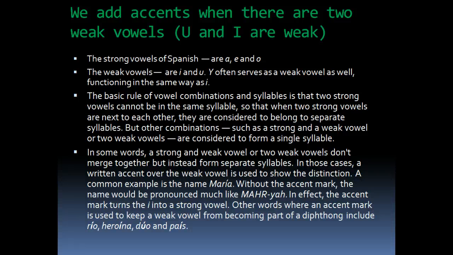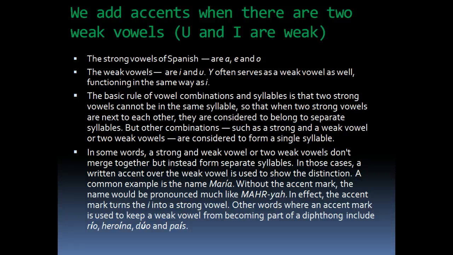But other combinations, such as a strong and a weak vowel or two weak vowels, are considered to form a single syllable. In some words, a strong and weak vowel or two weak vowels don't merge together, but instead they form separate syllables. And in those cases, a written accent mark over the weak vowel is used to show the distinction. A common example is the name María.